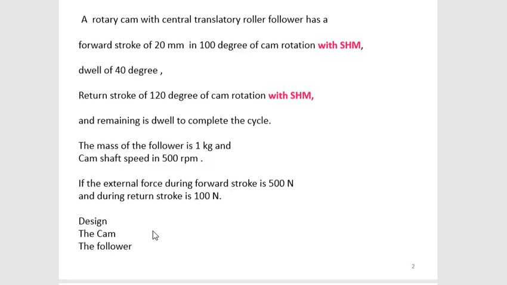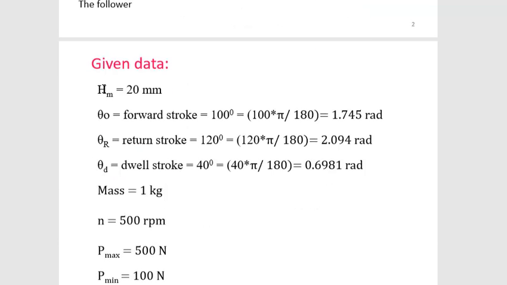Let us see what are the given data. The lift height, which is represented by HM, is given as 20 mm. It is also called the stroke. The forward stroke, which is represented by theta O, is 100 degree, and by multiplying with the factor pi into 180, we can convert it into radians. Theta R is the return stroke, which is 120 degree. Theta D is dwell stroke, that is 40 degrees.